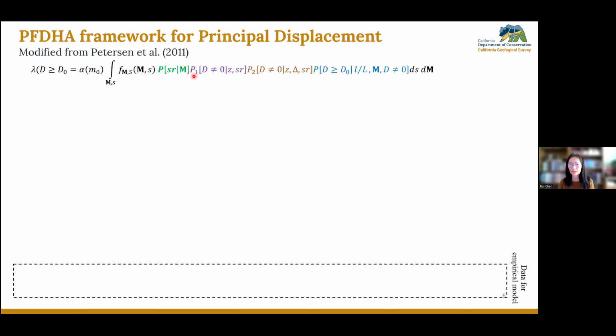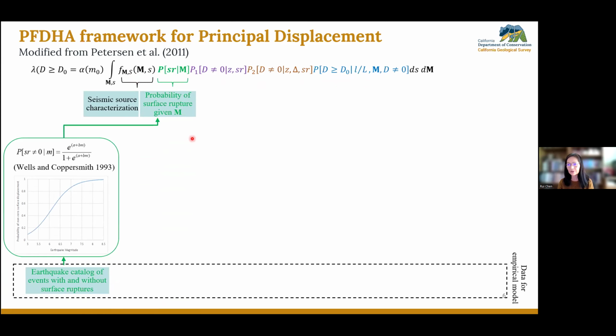This particular equation is modified from Peterson et al. 2011. The actual number of terms differ slightly in the literature, and they can also be different for principal and distributed displacement. In this particular form, which is for principal displacement, besides source characterization, there are 4 probability terms. The first one is probability of surface rupture given magnitude.